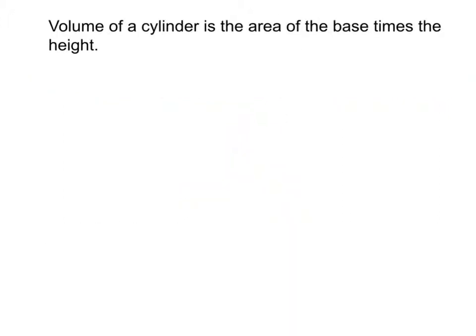Now the volume of a cylinder is simply equal to the area of the base times the height. In formula form, this would simply be pi r squared h, again where r is the radius and h is the height.